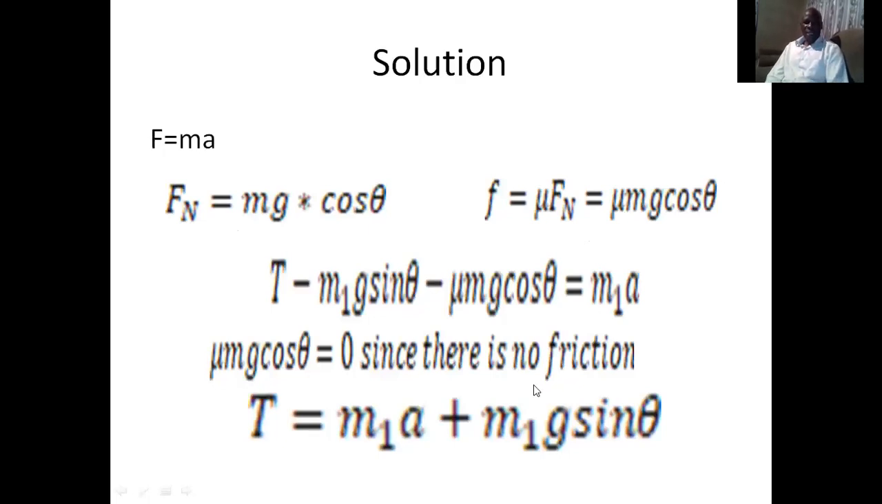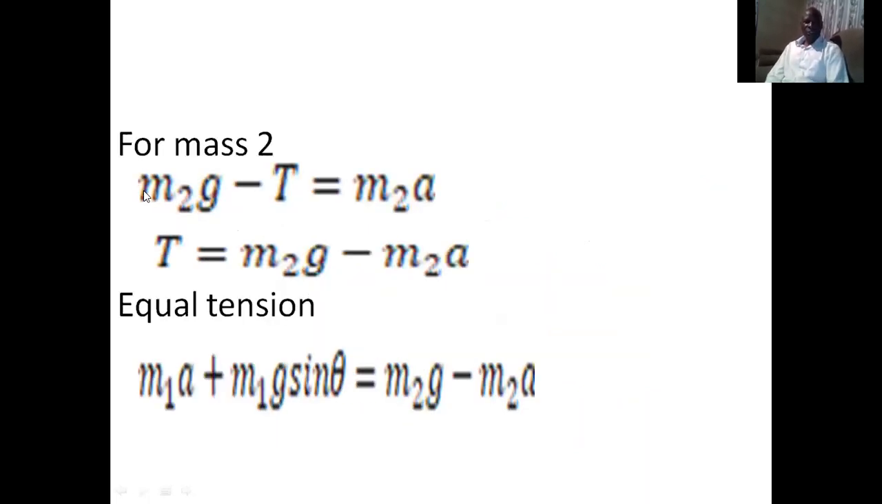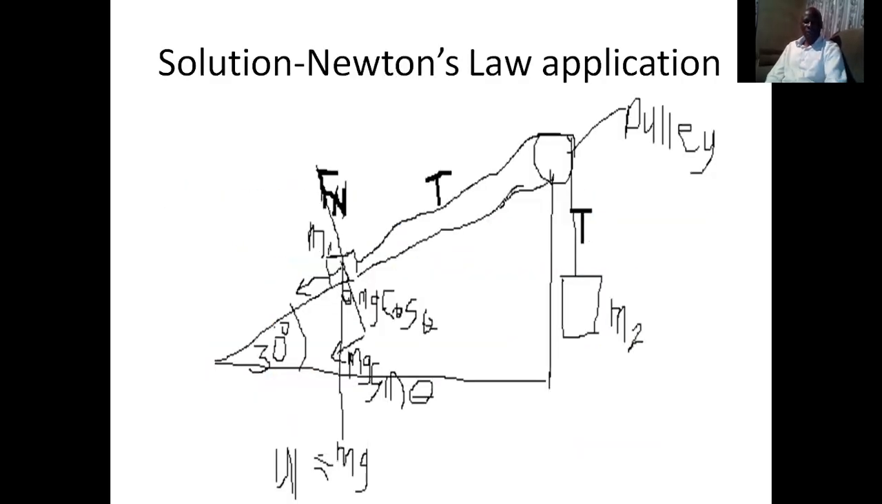And so we can say m2g minus tension is equal to m2 times acceleration. Since this is for mass two, the only forces here are the weight and the tension. And another thing that we have to state is that this rope does not extend. And therefore, the tension here on mass one will be the same as the tension on mass two.